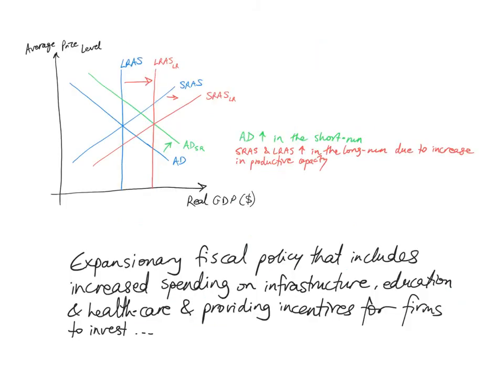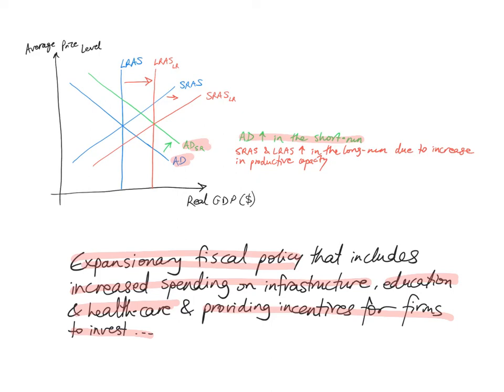So essentially, when a government adopts an expansionary fiscal policy that includes maybe increased spending on infrastructure like building highways, building airports, building roads, increased spending on education and healthcare and other merit goods, and also providing incentives for firms to invest like subsidies and grants, this type of spending will, in the short run, increase aggregate demand and shift AD from AD to AD-SR.